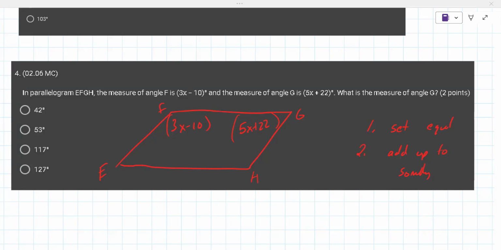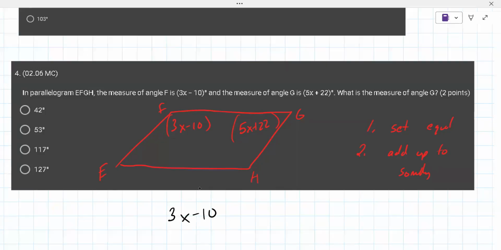Right, I am back. How did you do on this one? I got my answer as 127. For angle G, and what did you get for X? X, I got 21. That doesn't look right. Okay, let's take a look here.